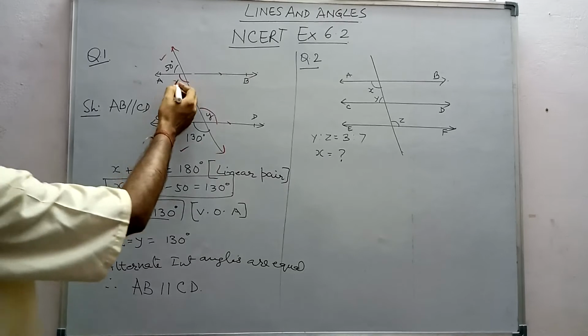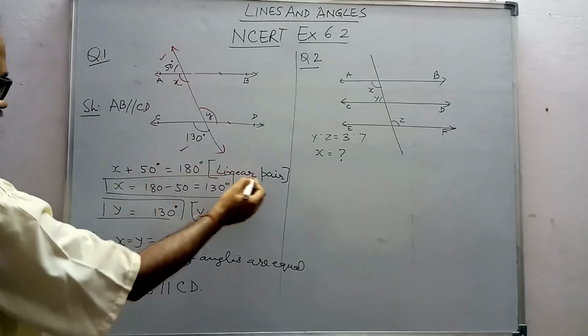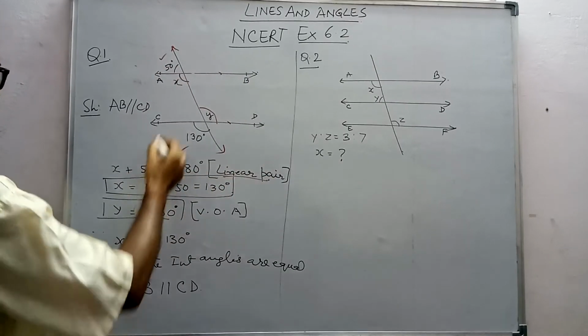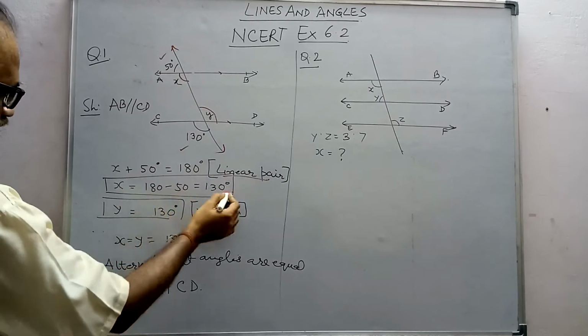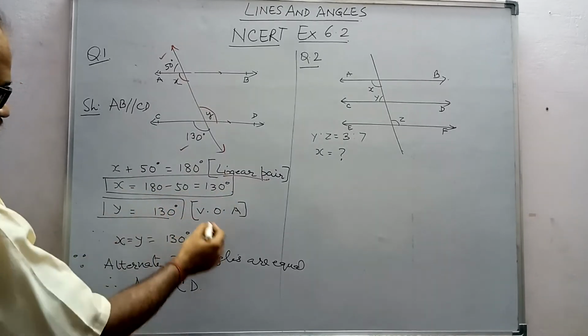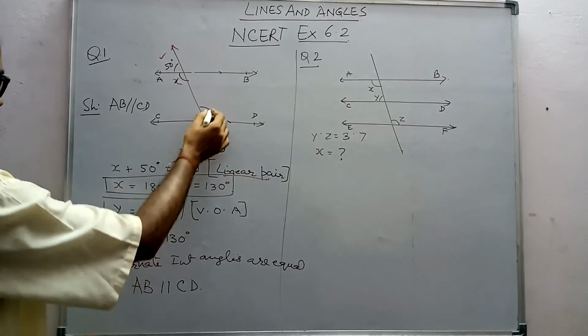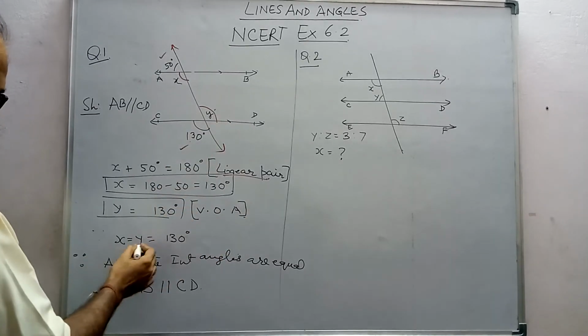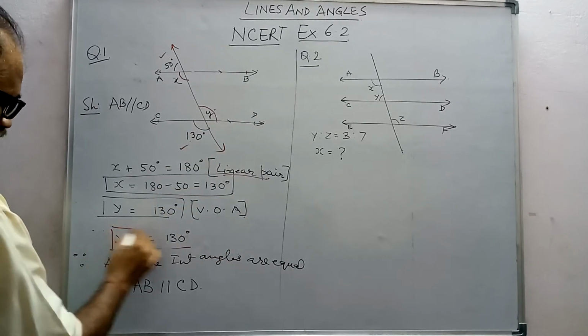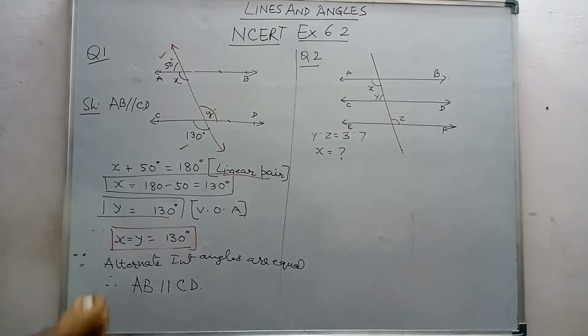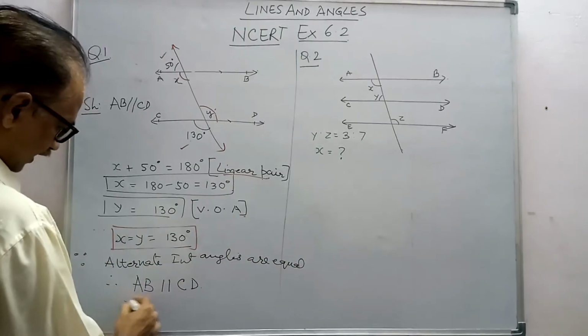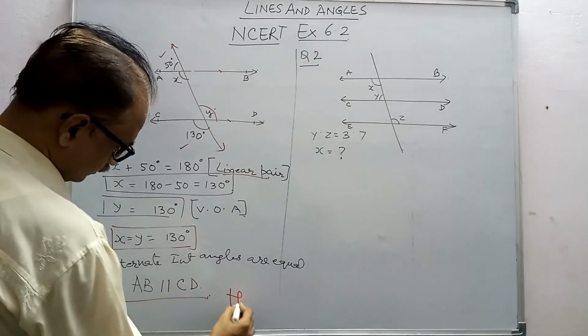So you see, X plus 50 is equal to 180 because they form a linear pair. From this you get X is equal to 180 minus 50, that is 130, and Y is equal to 130 because they are vertically opposite angles. So X and Y both are equal, and their value is 130 each. So since alternate interior angles are equal, therefore line AB is parallel to CD, hence proved.